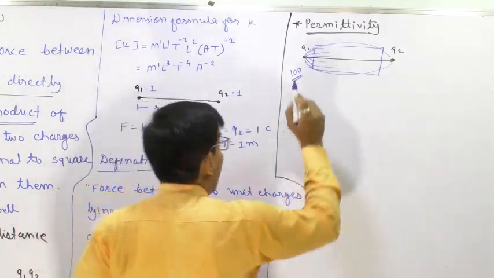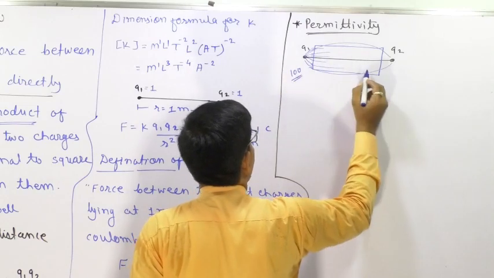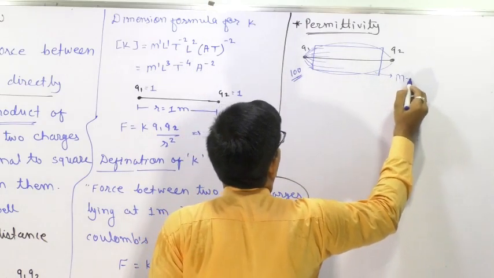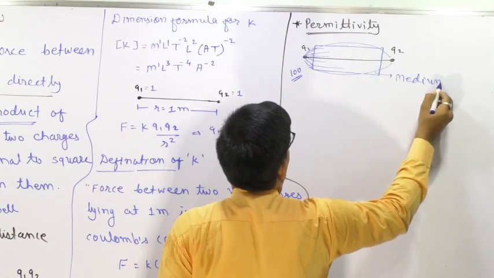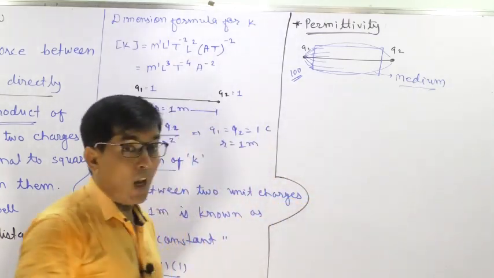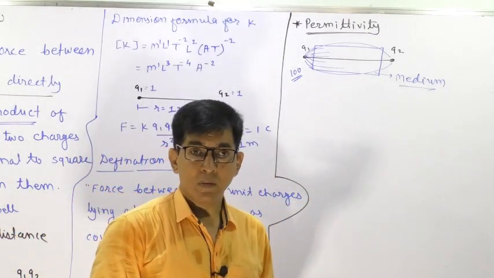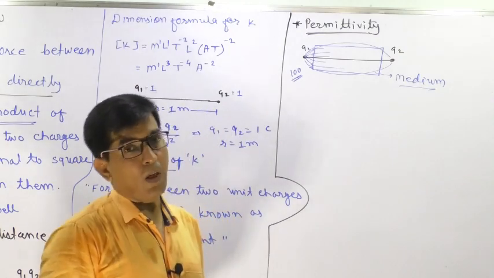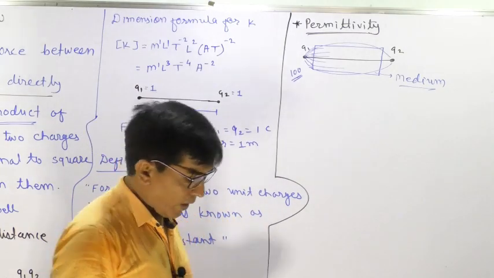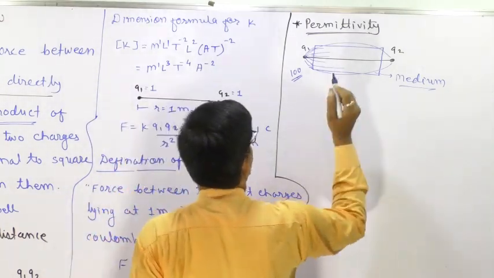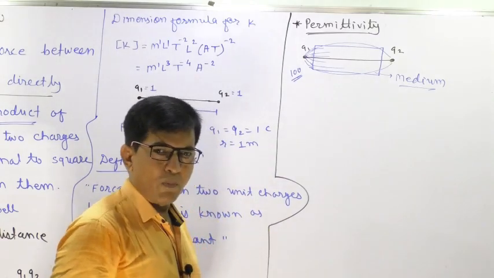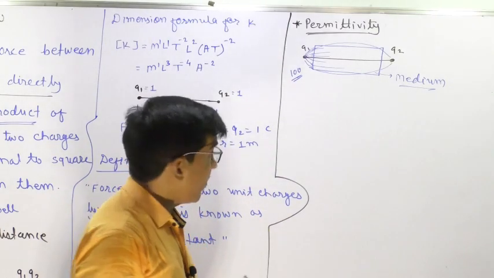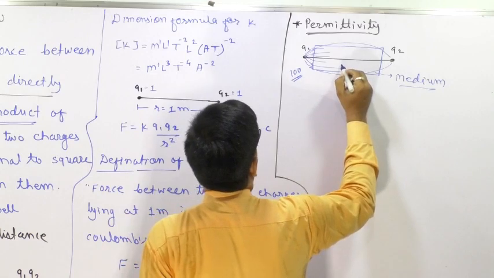But when all these threads pass through this medium, does the medium allow all the threads? No, the medium will not allow all the threads. Then what will happen? The medium will absorb some. How much is absorbed? Suppose the medium absorbs 70 threads.